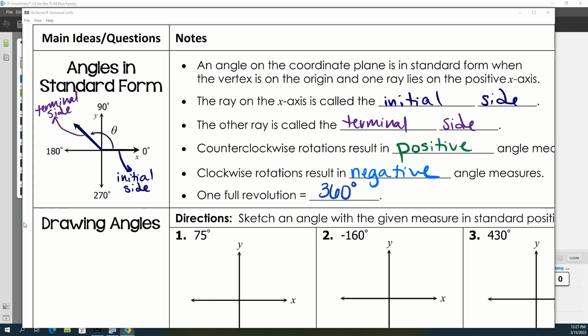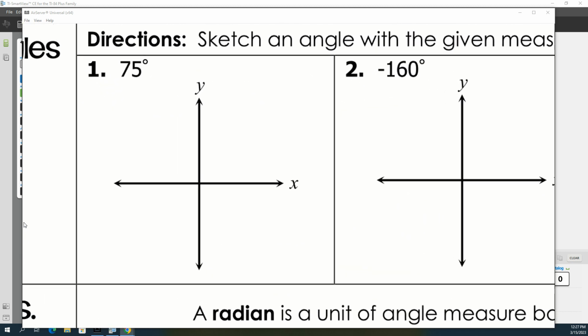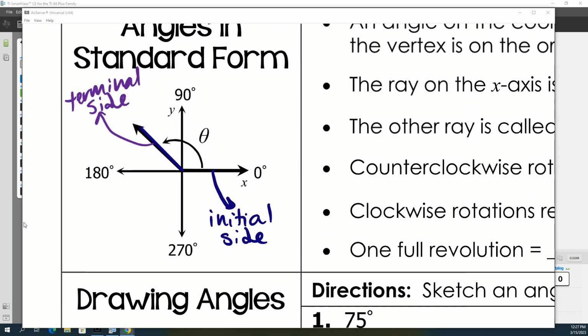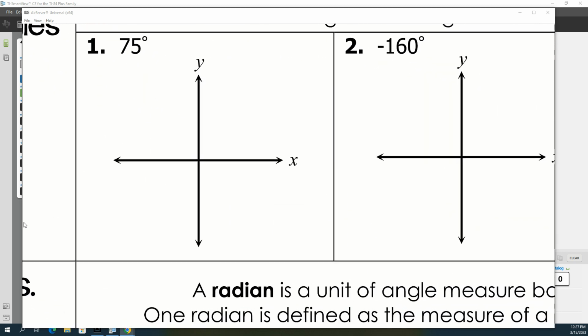All right. So on this first example, we're just going to draw some angles. Remember what the 0, 90, 180, 270 look like. We want to graph 75 degrees. I'm going to start at the positive x-axis and rotate around. Since it's a positive 75, I'm going in the counterclockwise direction. You guys tell me when to stop when you think it's 75 degrees. Yeah, that's good. That's 75 degrees.